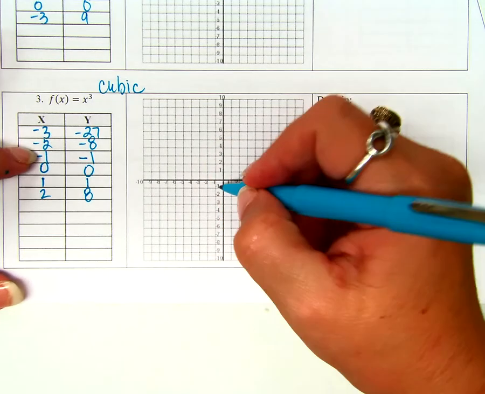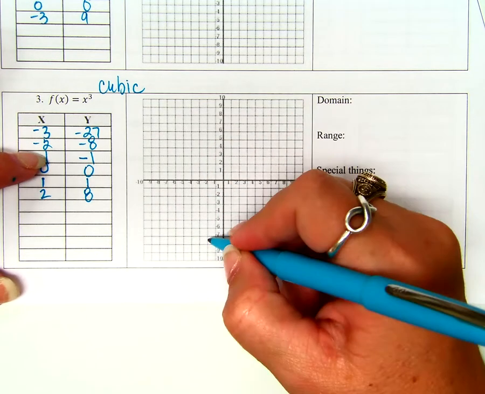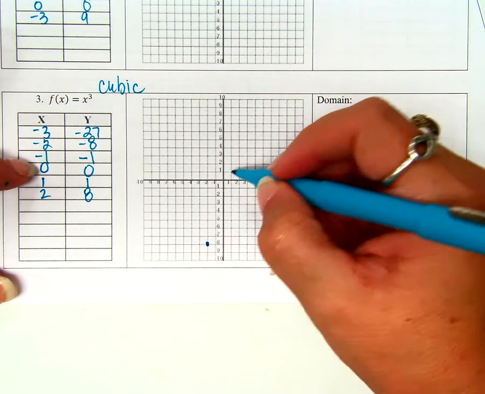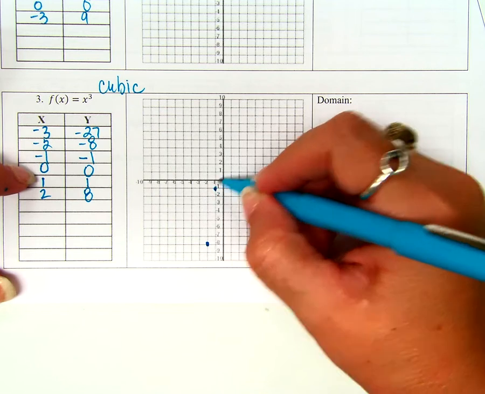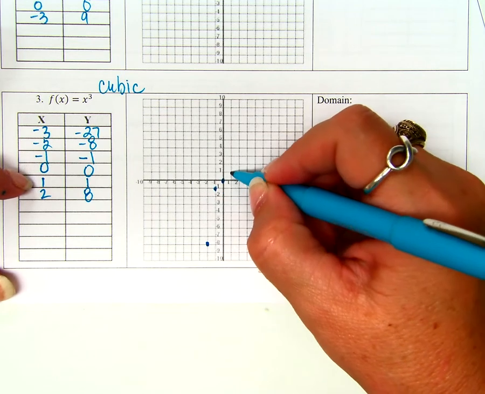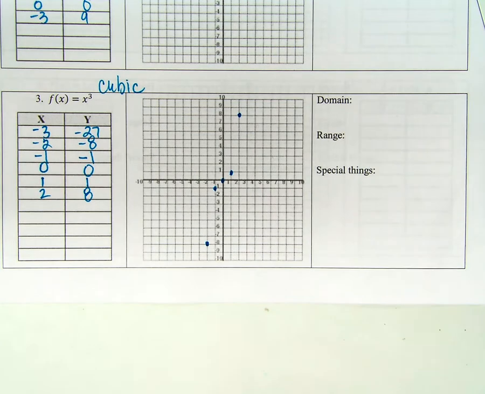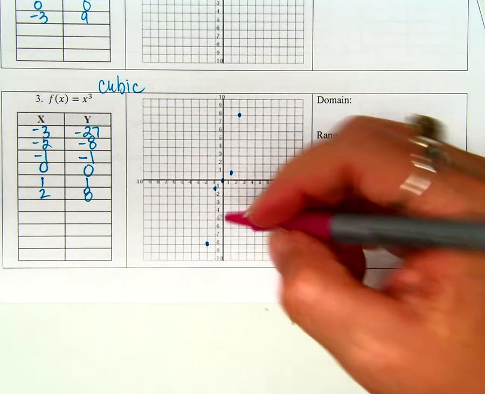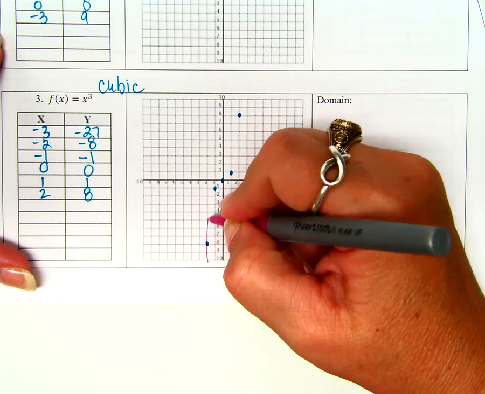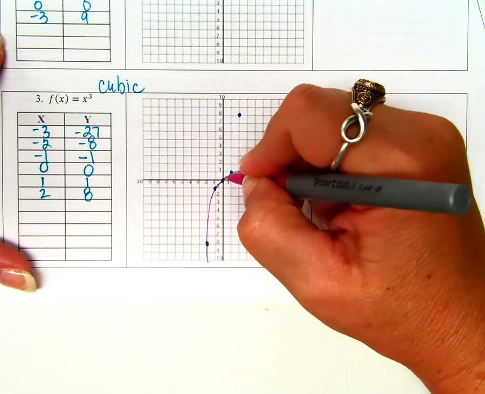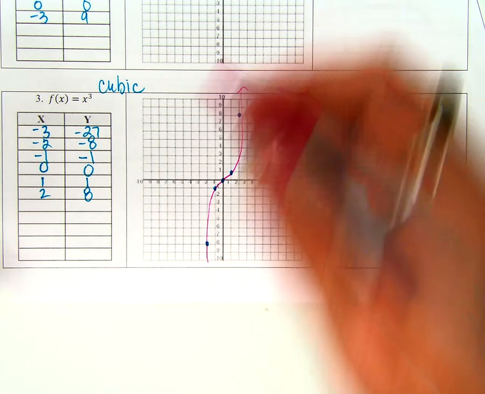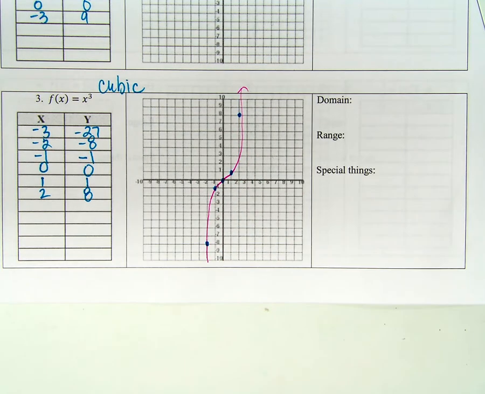So let's graph what we can. So -2, -8, -1, -1, 0, 0, 1, 1, and then 2, 8. Again, guys, we are not playing dot to dot here. This needs to be a nice curved function. So make sure you take the time to do that when you're graphing it in. Woo! That was poor. That was very poor. Okay, do better on yours.